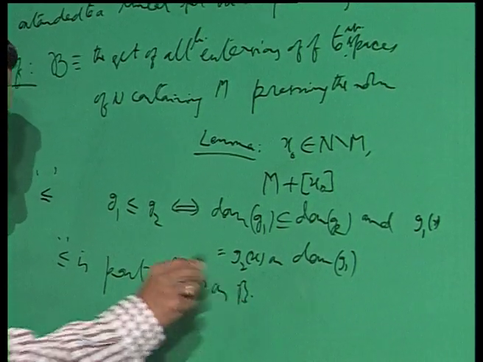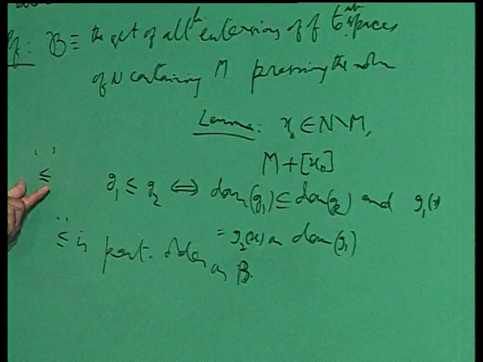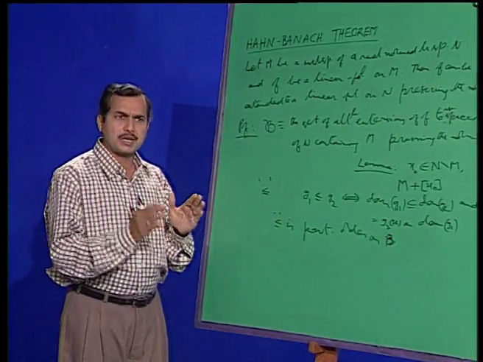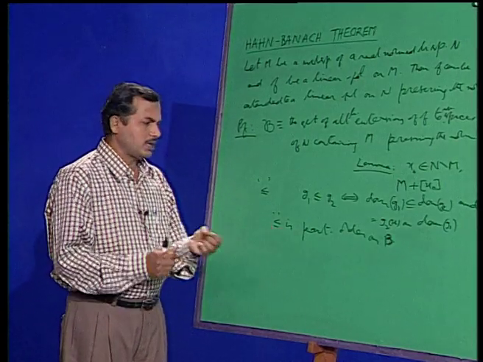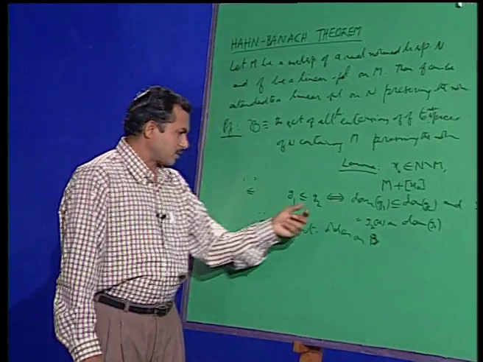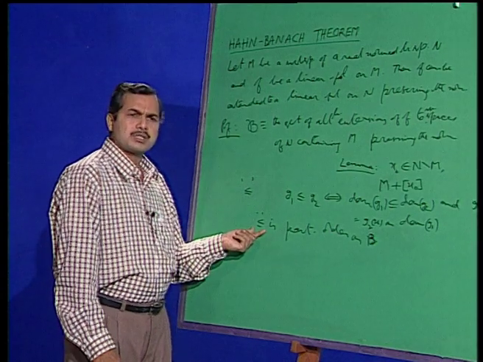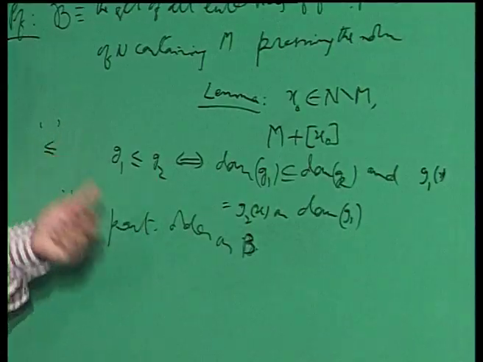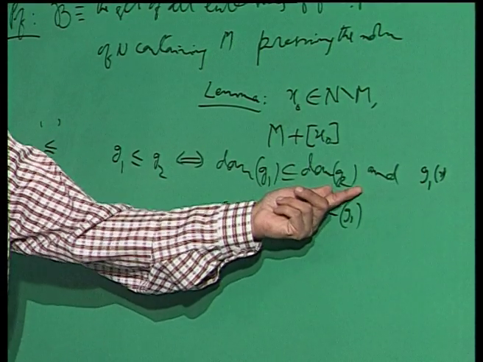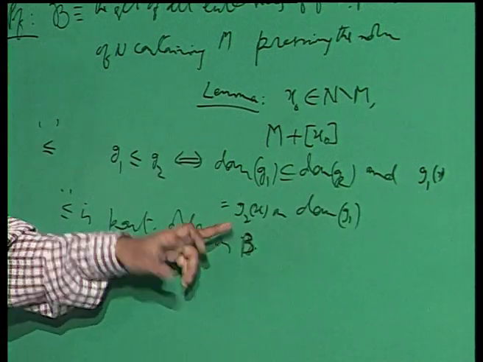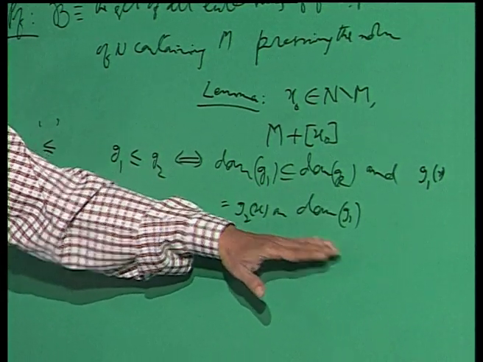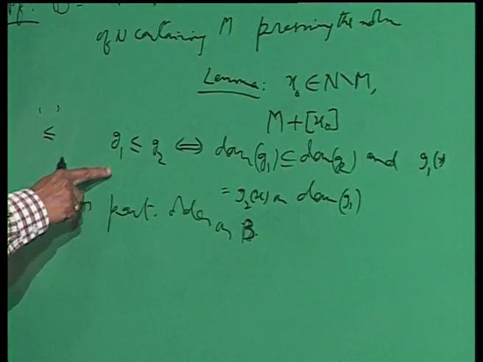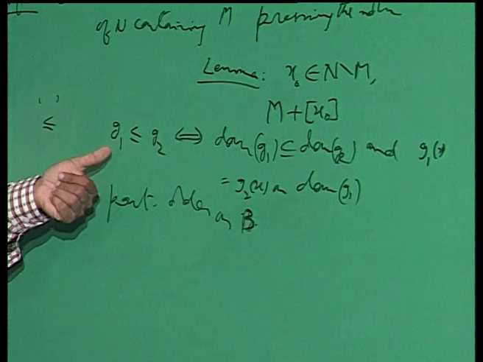For an order to be a partial order, it has to satisfy three conditions. First of all, this has to be reflexive. From this definition, we can see that this less than or equal to is a reflexive ordering, because domain of G1 is in fact equal to domain of G1 and G1 of x equals G1 of x for x belonging to domain of G1. Therefore, you have G1 less than or equal to G1. Similarly, if G1 is less than or equal to G2 and G2 is less than or equal to G1, one can obtain that G1 is equal to G2.